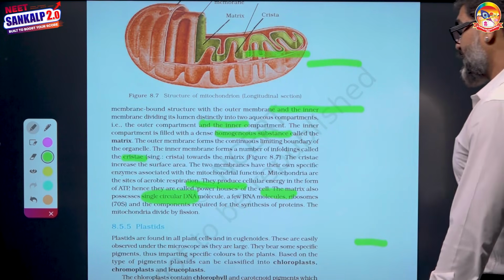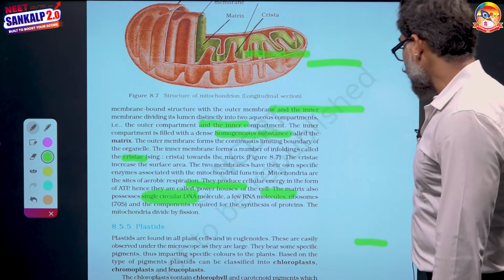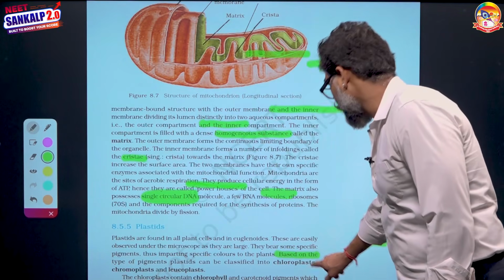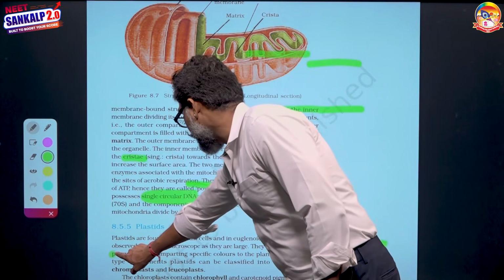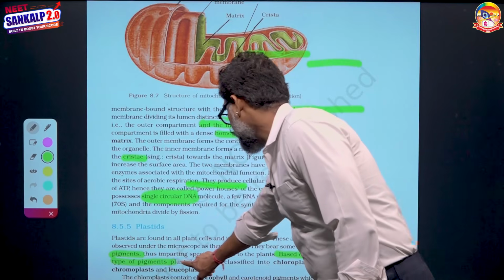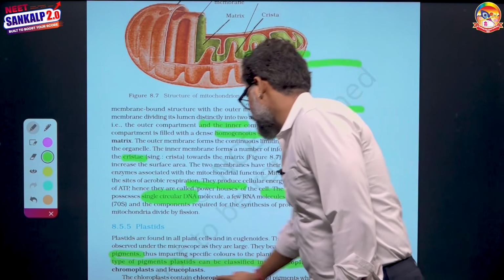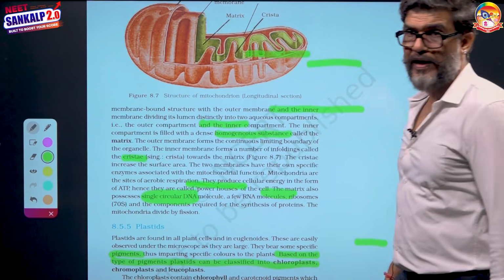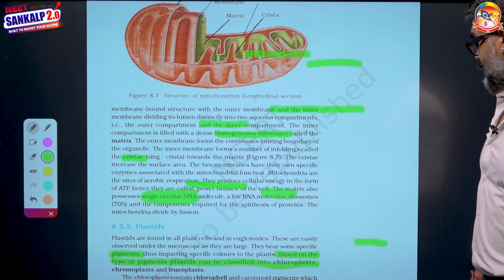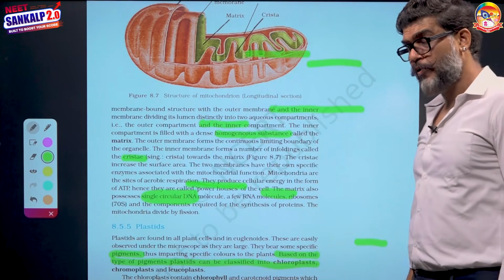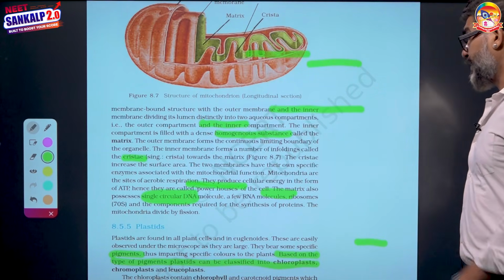They bear some specific pigment. So based on the pigment, this is the important part, based on the type of pigment, plastids can be classified as chloroplast, chromoplast and leucoplast. So the classification of the plastids as chloro, chromo and leuco is based on the types of pigment.